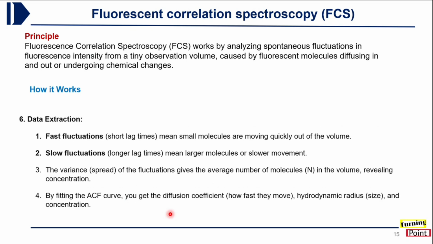Now, what is important? Data extraction is important. Now, what will happen? If there is fast fluctuation, there will be a short lag time, meaning small molecules are moving quickly out of the volume. If there is slow fluctuation, there will be a longer lag time, meaning larger molecules or slower movement. This we wanted to consider. These two things are important.